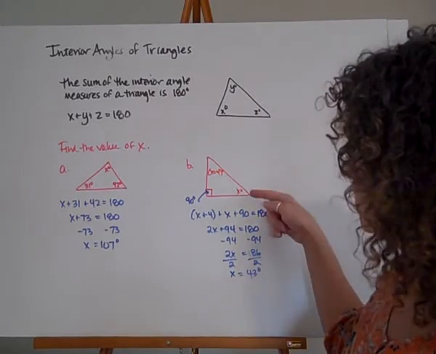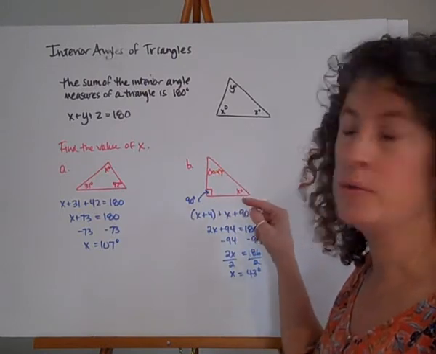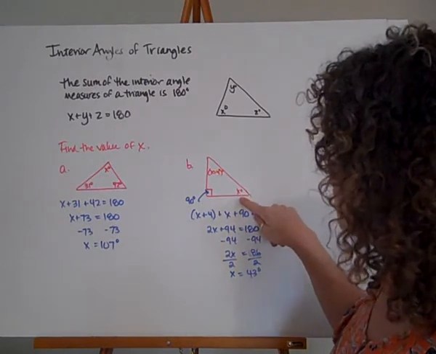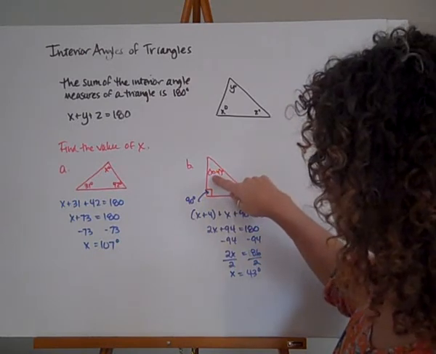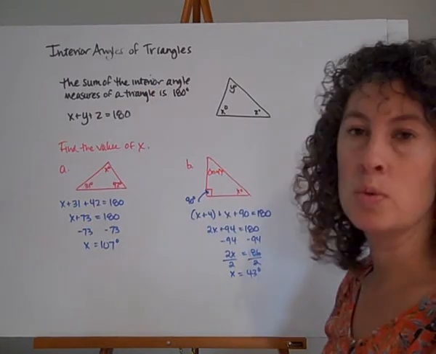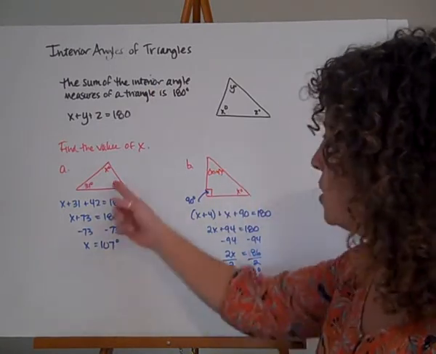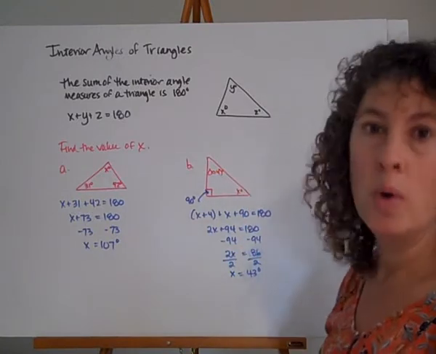Again, I should be able to go back and plug this 43 in here and come up with three angle measures that add up to 180. Let's try it. I've got 43 here, and then 43 plus 4 would give me 47. And 47 plus 43 gives me 90, and 90 plus 90 equals 180. All right, so as we look at our triangle, the interior angles of these triangles have a sum of 180.